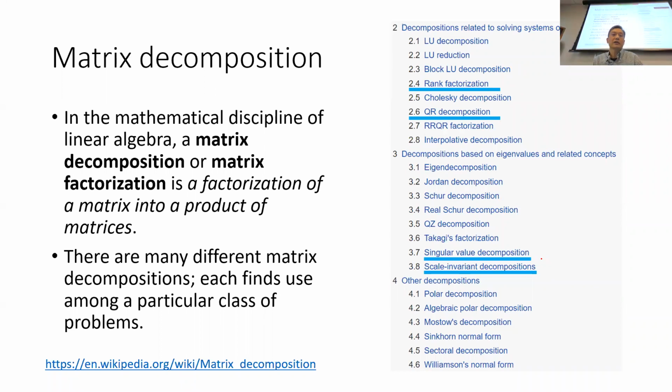So in linear algebra, matrix decomposition or factorization is a factorization of a matrix into a product of multiple matrices. Normally, it will be 2 matrices or 3. There are many different methods to do this. That's from the Wikipedia page, and you see a lot of those. They form big families of different decomposition methods. So that's what we are going to do today.